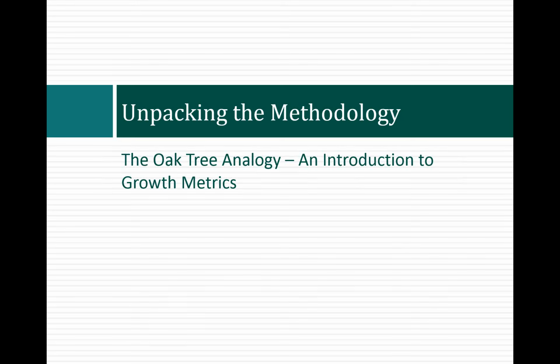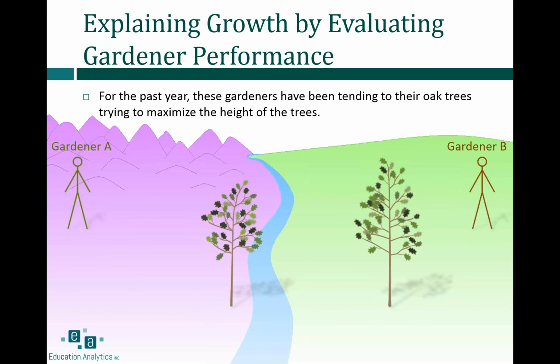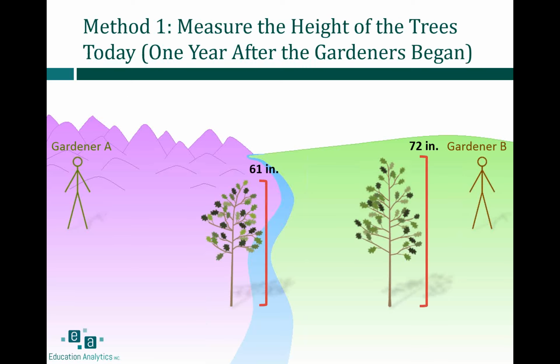So this oak tree analogy, what are we doing here? We are going to be explaining the growth of these two trees by evaluating gardener performance. We are going to have two gardeners here, gardener A on the left and gardener B on the right. We are going to be looking at, for the past year, these gardeners have been tending to their oak trees, and their goal is to maximize the height of these two trees. We're going to be evaluating a number of different ways in which the gardeners could be measured of their impact on these trees, and we're going to be explaining these different methodologies next.